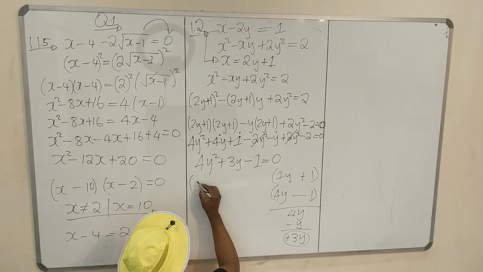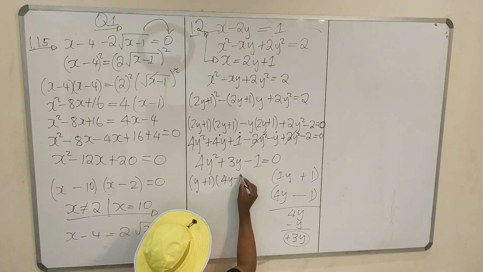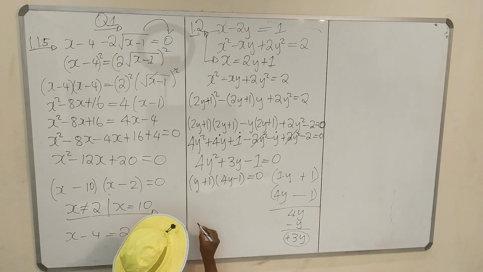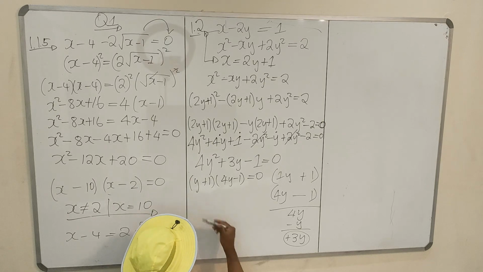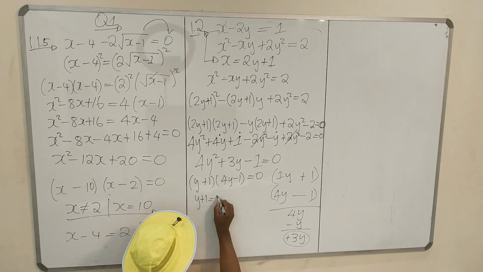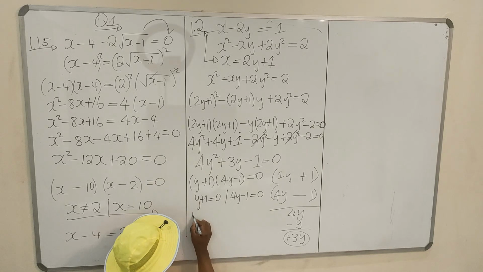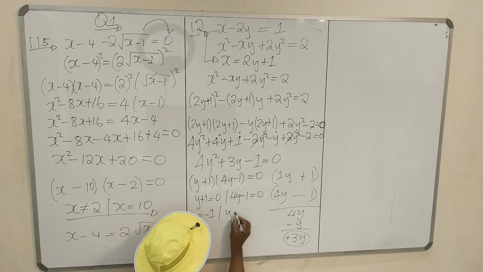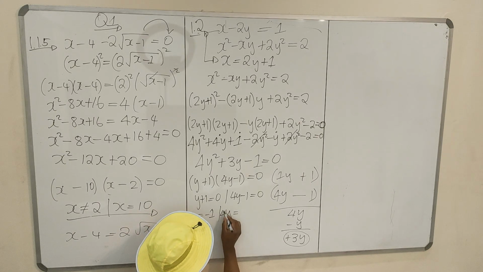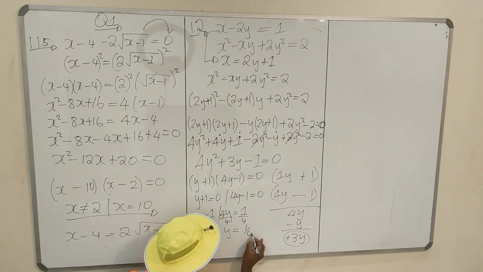So your factors are y plus 1 and 4y minus 1 is equal to 0. So you have two brackets multiplying each other and the answer is 0. What does it tell you? It's either y plus 1 is 0 or 4y minus 1 is equal to 0. So your y is equal to minus 1, or your 4y is equal to 1, divided by 4, so your y is equal to 1 over 4.